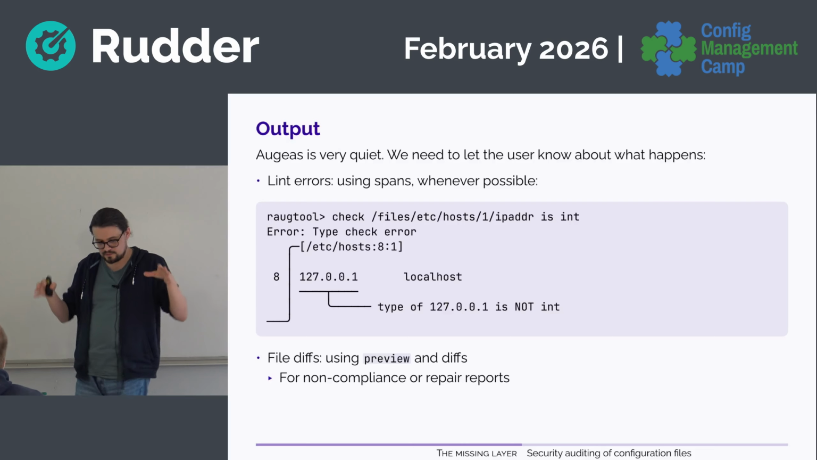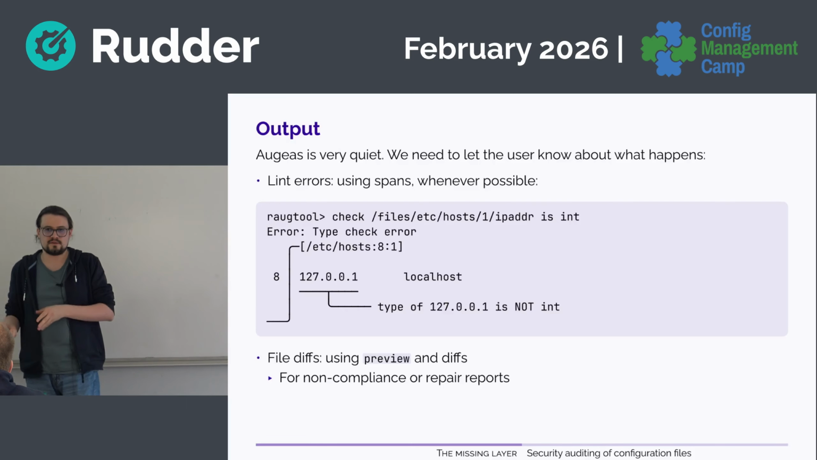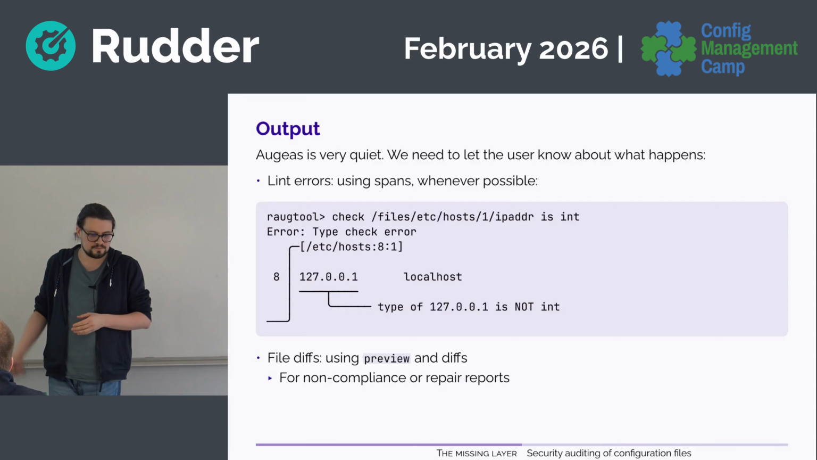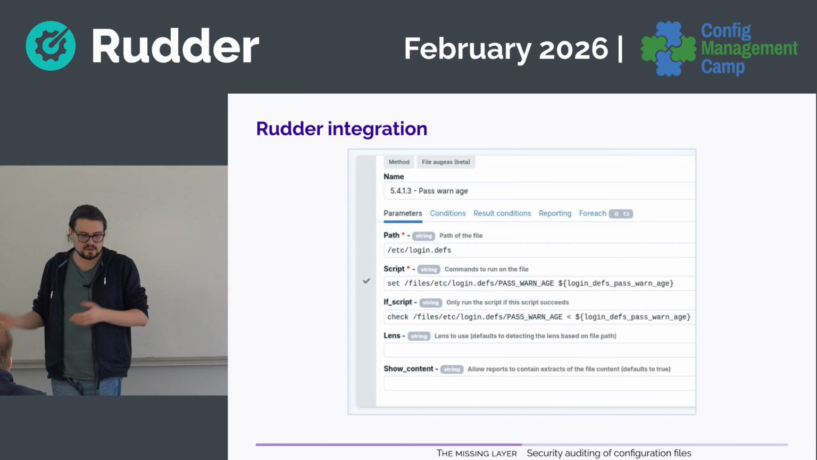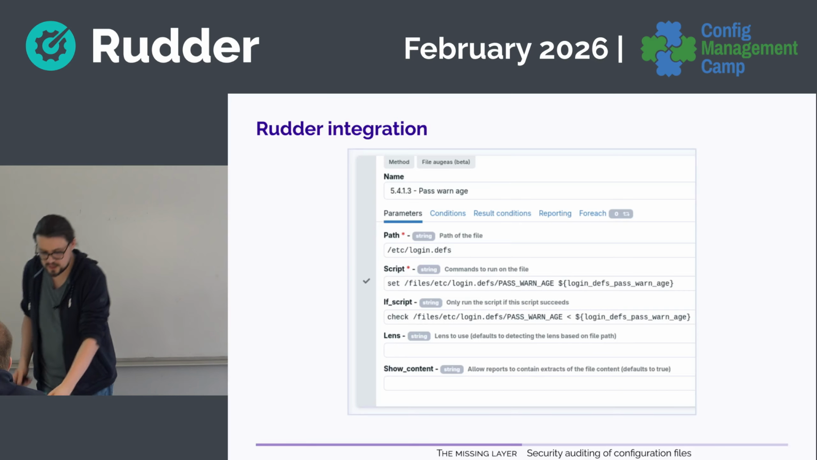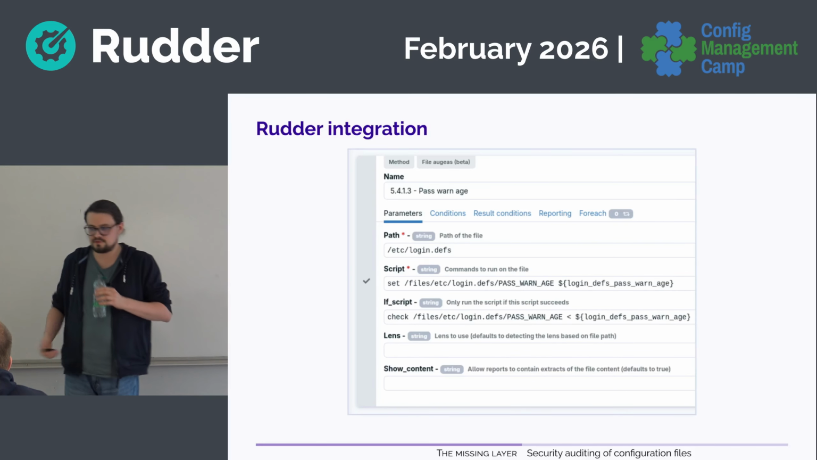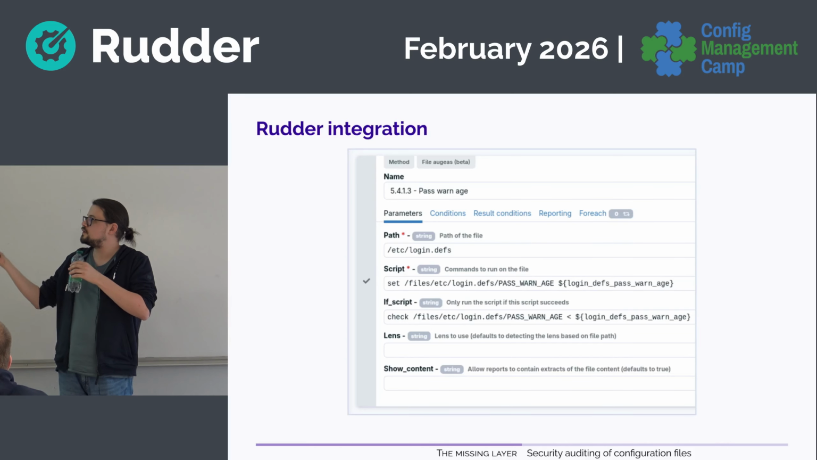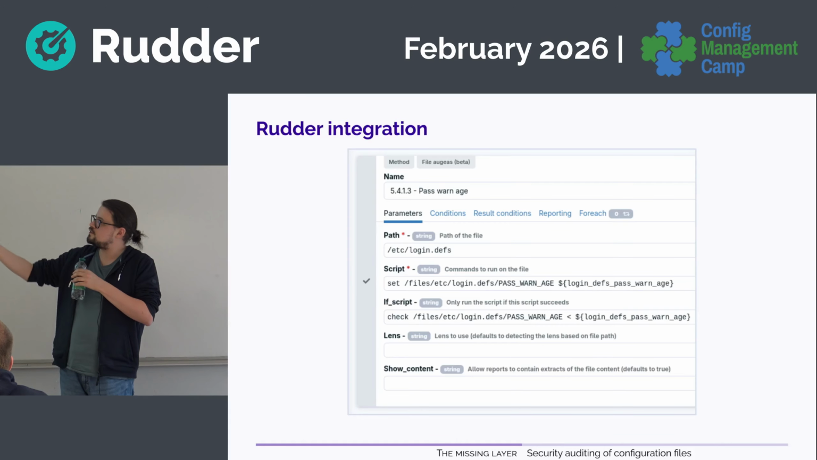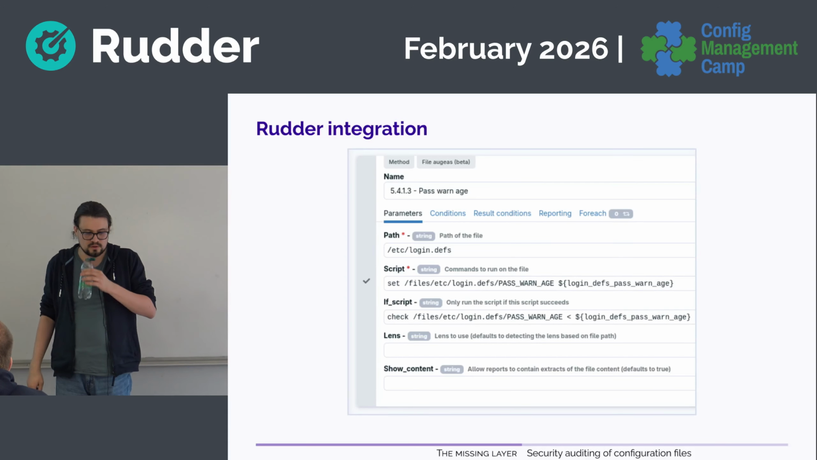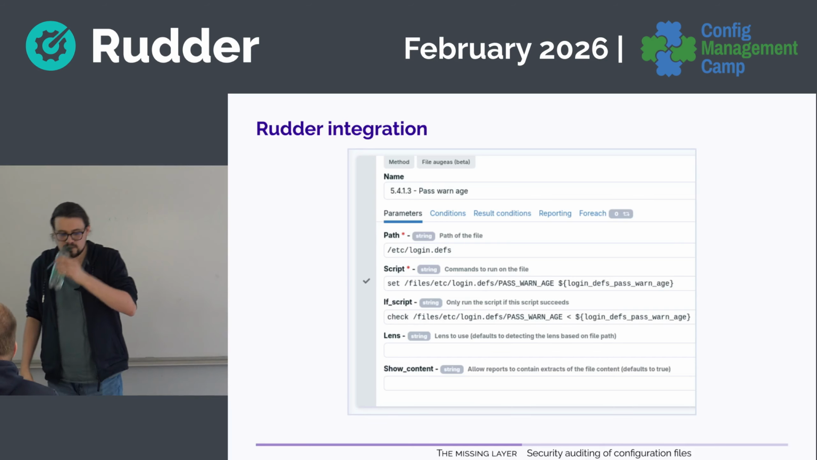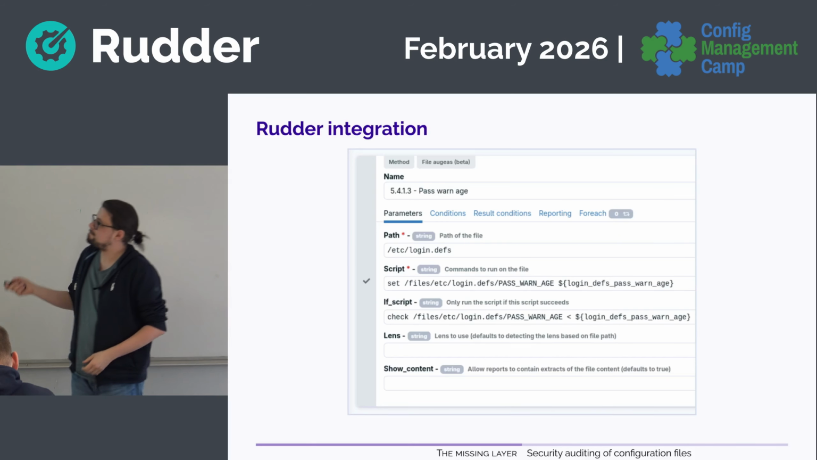Okay, so now we have everything we need. Let's integrate it into Rudder. So the first part the users will see is the configuration side. So Rudder has an interface that allows to configure everything. The interface is actually another representation of the same structure as a YAML. So this is how it is used.